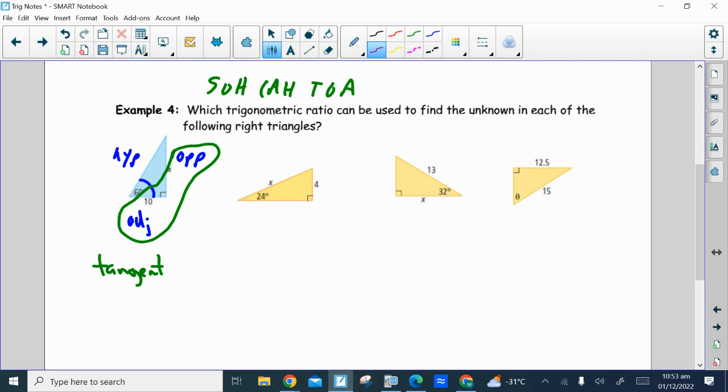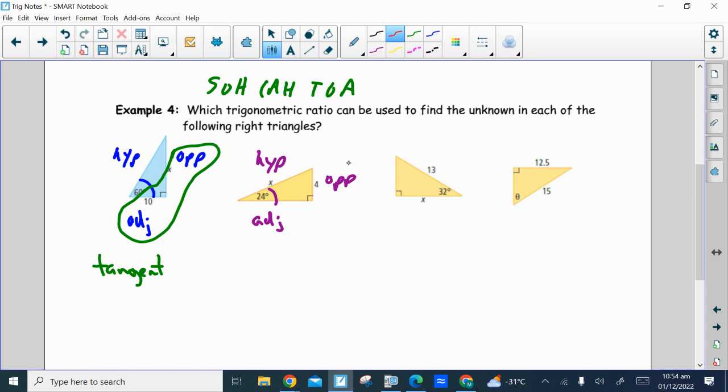So, the next one. Let's start by labeling the sides. Here's our right angle in the bottom right. The side across from that is the hypotenuse. That never changes. In this case, we're given that 24-degree angle. That's the angle we're going to use. That is theta. The side across from that is the opposite. The third side is the adjacent side. So if you're working from the 24-degree angle, because that's the angle we're given, this is how the sides must be labeled. Again, we never work from the 90-degree angle.